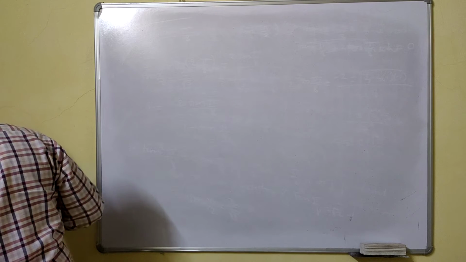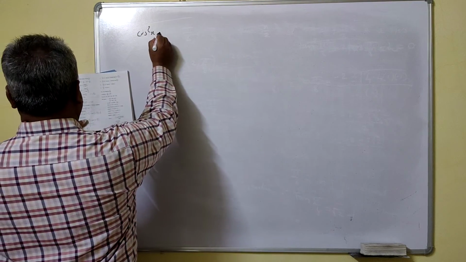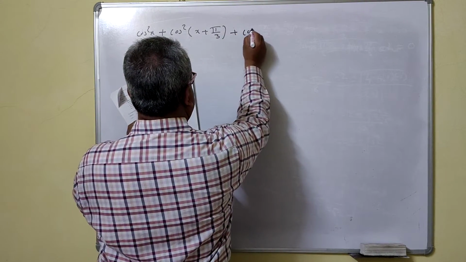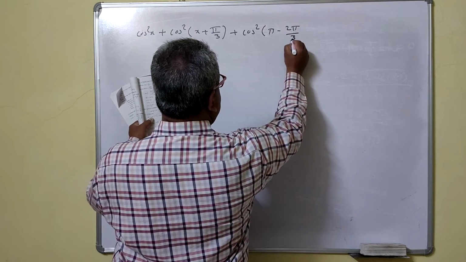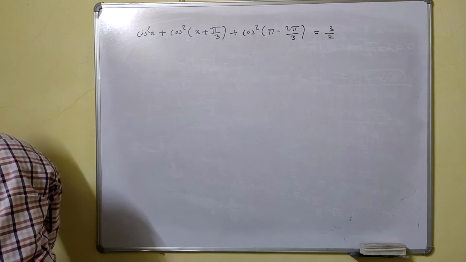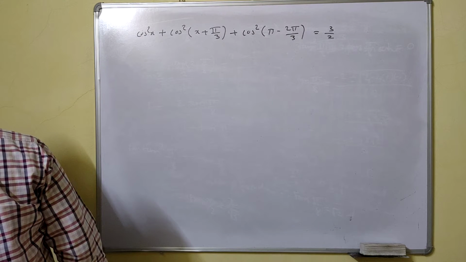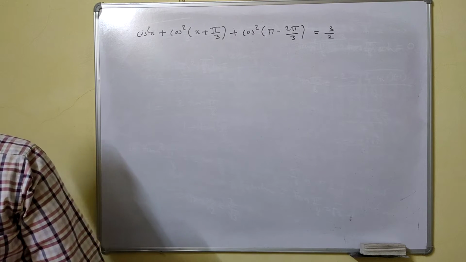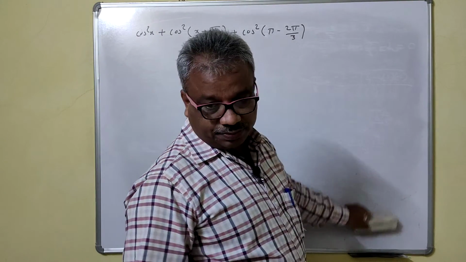Okay. So next, prove that cos square x plus cos square of x plus pi by 3 plus cos square of x minus pi by 3 is equal to 3 by 2. So we'll solve this. Solution.